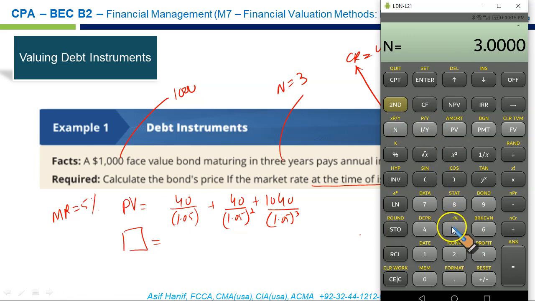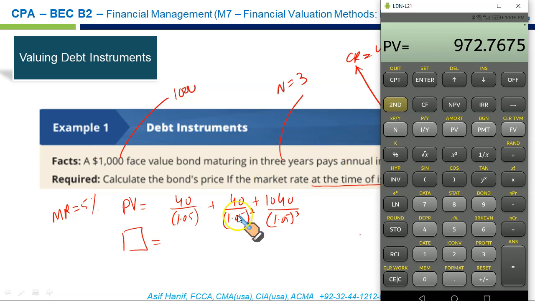Interest rate per period, that is for discounting, is the market rate 5%. The payment that you're making every period is 40 negative, remember. And the face value is 1,000. Compute present value, it's 972. 972 is the value of the bond using the financial calculator.